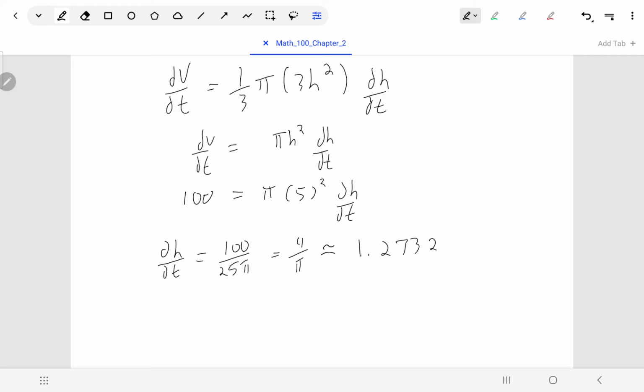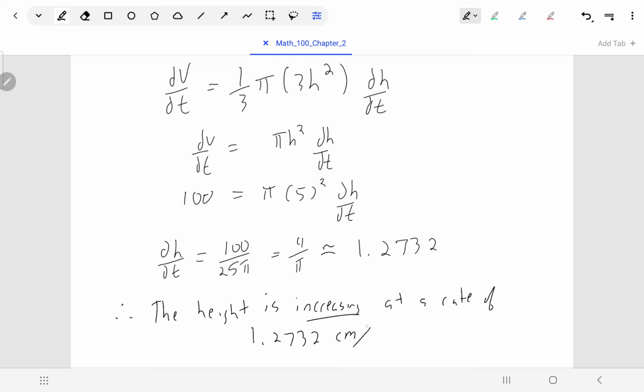So number one, since this is a positive value, that means the height is increasing. And it's increasing at a rate of 1.2732 centimeters per minute. And I know it's centimeters per minute because volume was measured in centimeters cubed, so height must be measured in centimeters. And when we were talking about the change in volume with respect to time, that was being measured per minute. So the change in height should also be in terms of per minute.